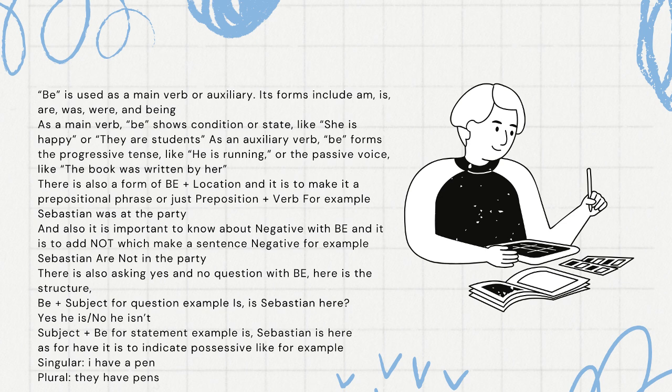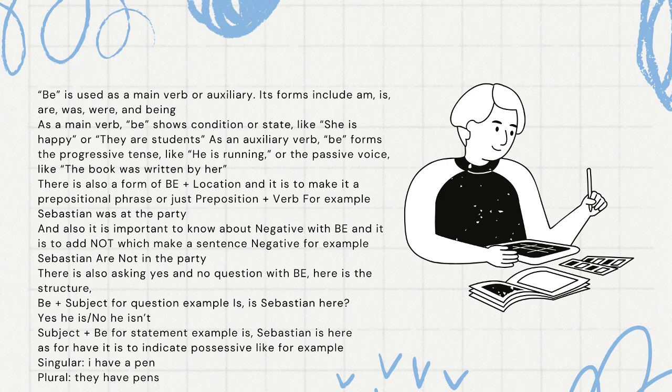There is also asking yes and no questions with be. Here is the structure: be plus subject. For a question example, is Sebastian here? And you can either answer yes, he is, or no, he isn't. Subject plus be is for a statement. Example: Sebastian is here.